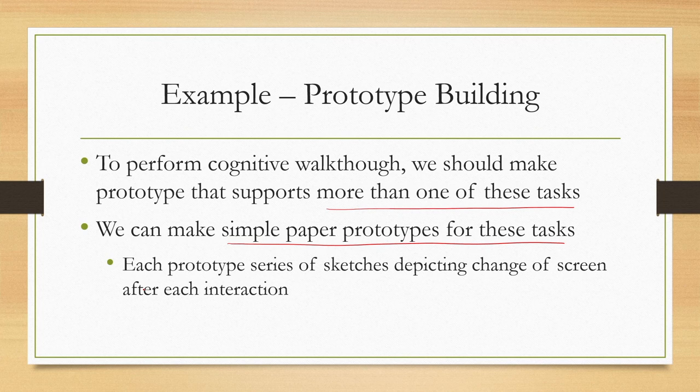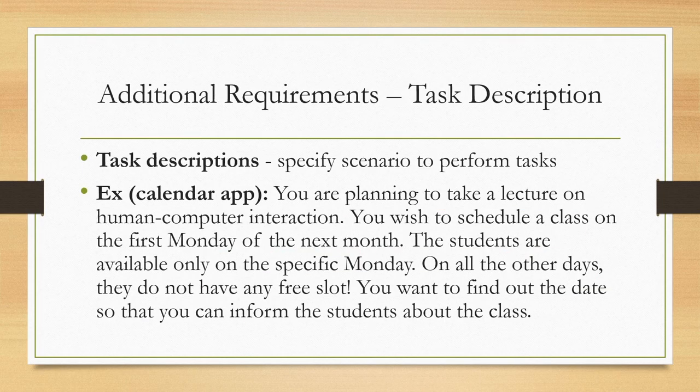Like we have discussed earlier, we can create storyboards to create a vertical prototype. So, each prototype is a series of sketches depicting change of screen after each interaction. This is nothing but the idea of storyboarding, where each intermediate sketch is called a keyframe. Before we go for creating a prototype, we first need to explicitly describe a task, or rather specify the scenario to perform tasks.